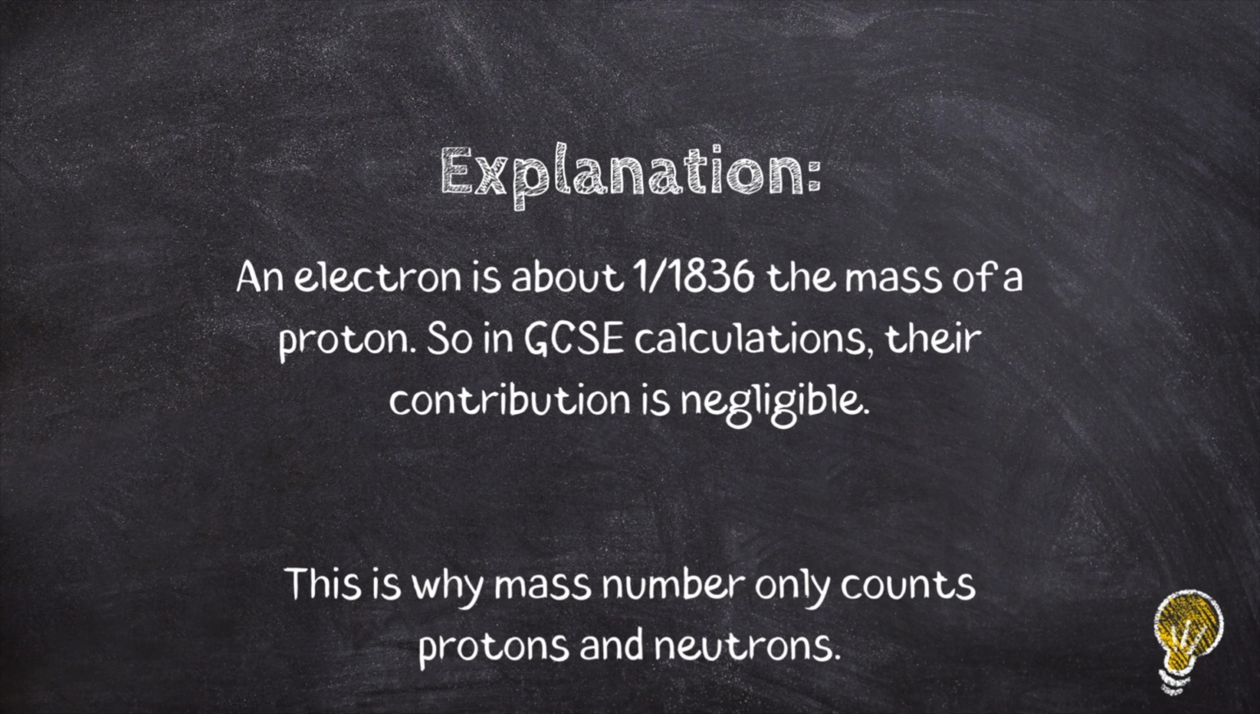An electron has about 1/1,836 the mass of a proton. That means a proton is 1,836 times heavier than an electron, so when calculating mass number, the electron's mass is negligible. In GCSE chemistry, we treat it as 0. That's why mass number only counts protons and neutrons, because they contain almost all the mass of the atom. Atomic number counts protons. Mass number counts protons and neutrons. Electrons do not meaningfully contribute to atomic mass.